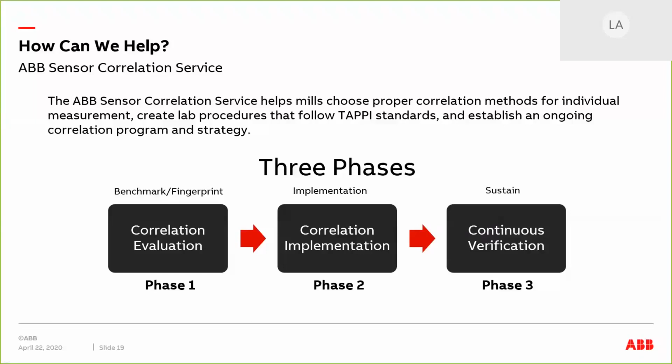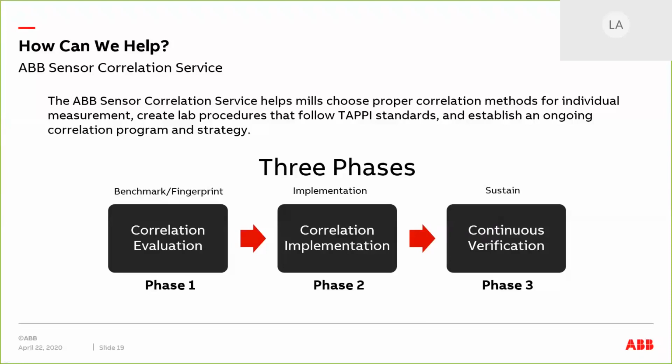Then the third one is that we analyze the initial results and provide recommendations for the ongoing correlation process. This is a really important step as well. How do you optimize and sustain the results? You need all three steps to have a good correlation program, because it puts you on the right path to success. It ensures your measurements from the online sensors and the lab closely track each other. So we help our customers put a program in place to perform sensor correlation the right way.